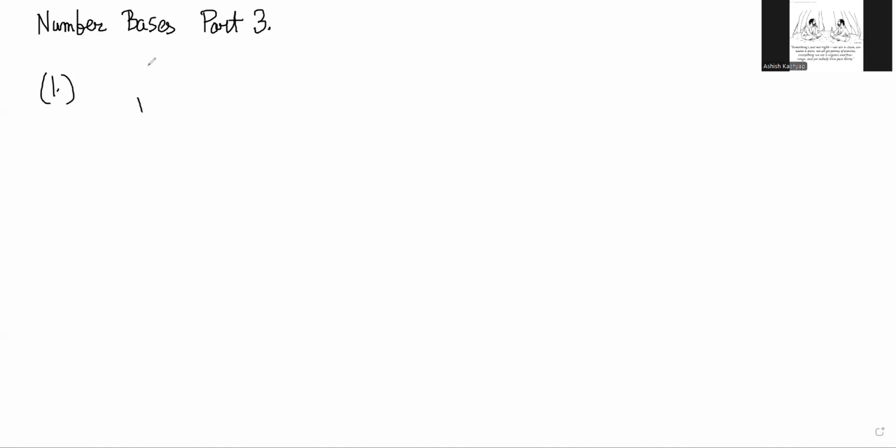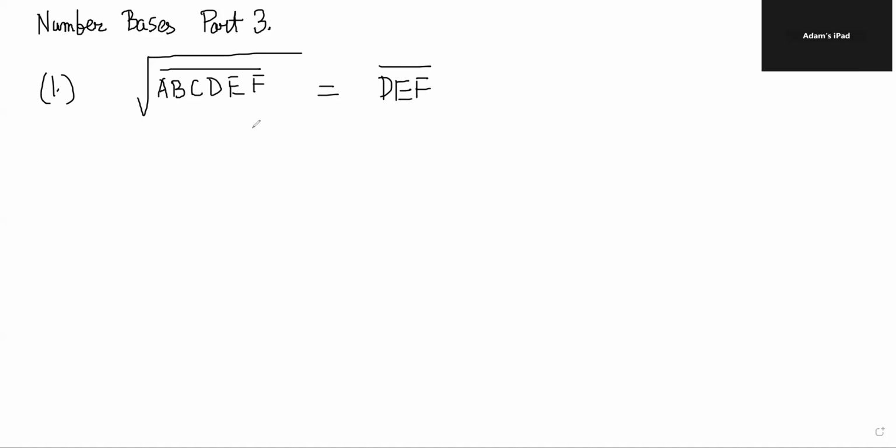The first one is: the square root of ABCDEF is equal to DEF. And these are digits. You have to find the six-digit number. Okay, so any progress here?